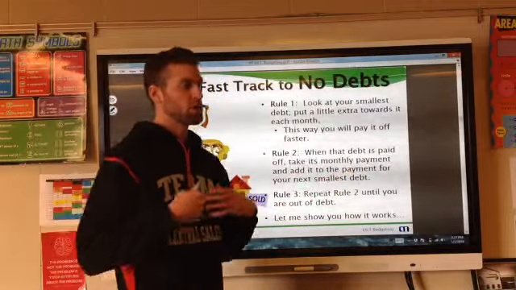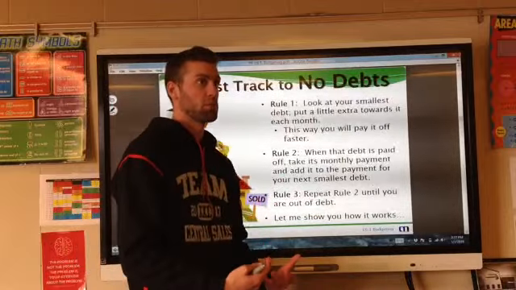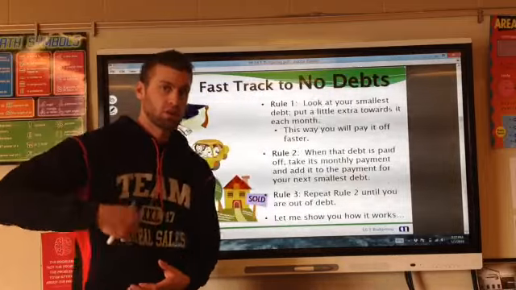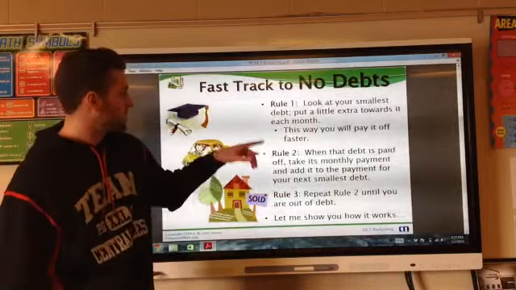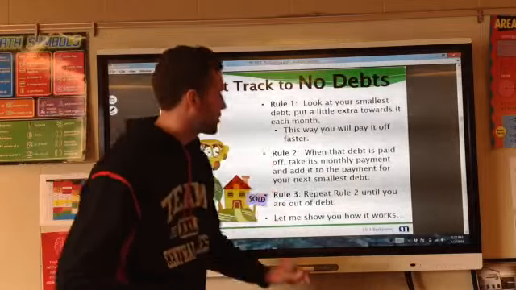Okay, so if you're putting $350 towards your car payment every month, and you're done with your car payment, put that $350 towards your house, because now you're paying $350 more for that house each month. Rule number 3: repeat those 2 rules until you're out of debt. Alright, so let me show you how it works.